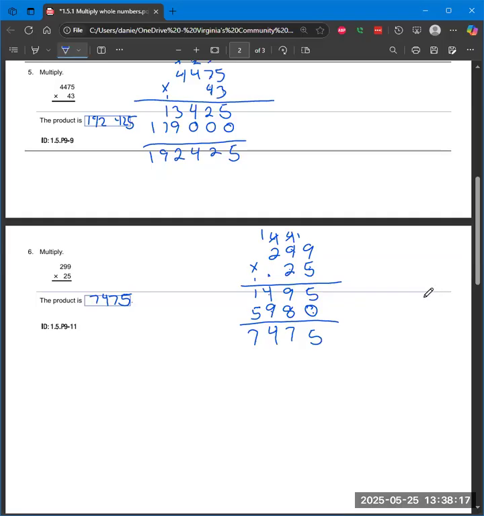All right, we'll come back next time and we will solve some application problems that are related to multiplication of whole numbers. So see you for the next video.